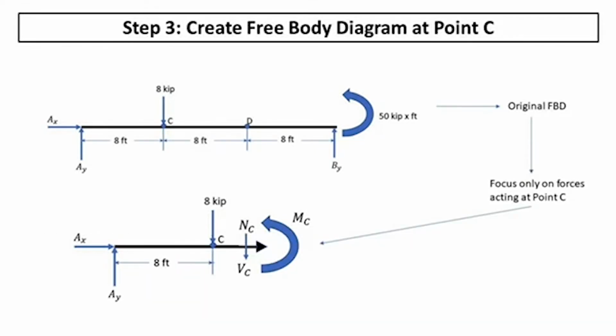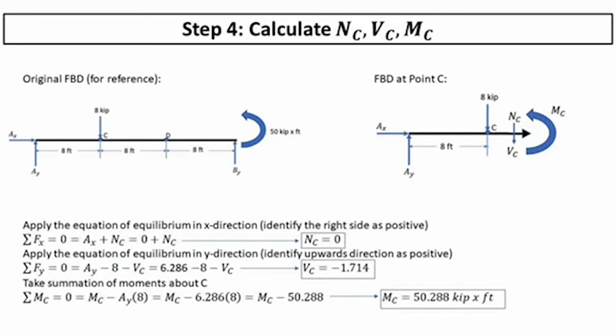So now we're going to focus only on point C, and in order to do that, we will create a free body diagram showing what's going on at point C. So we have that Ax and Ay that are having an impact on point C. Obviously, we have that 8 kips that's acting right on point C, and then there's always going to be that moment about C, as well as the normal force NC and the shear force VC. And now that we have that free body diagram showing what's going on at point C, we can calculate the NC, VC, and MC, so kind of those unknowns.